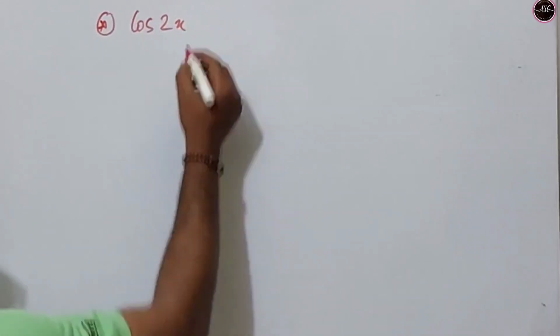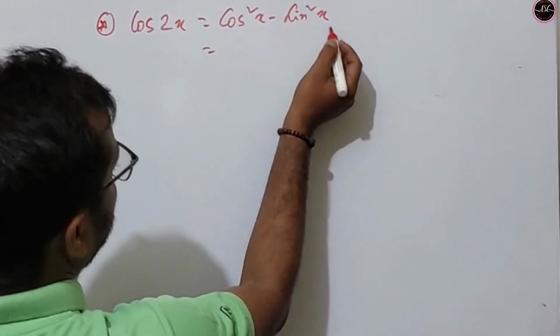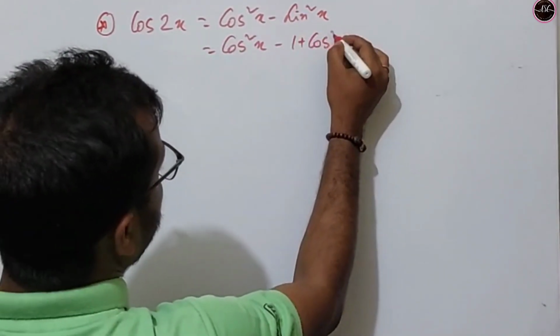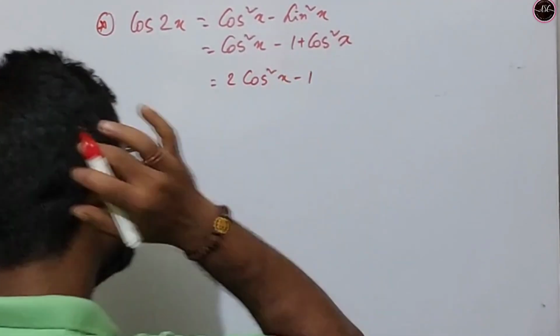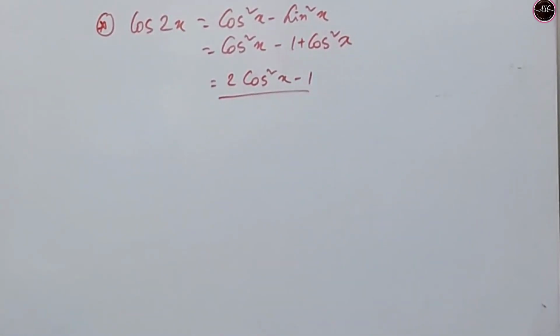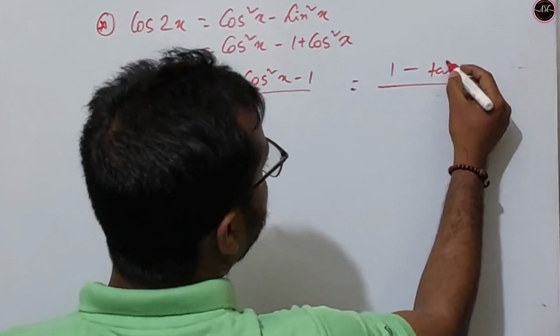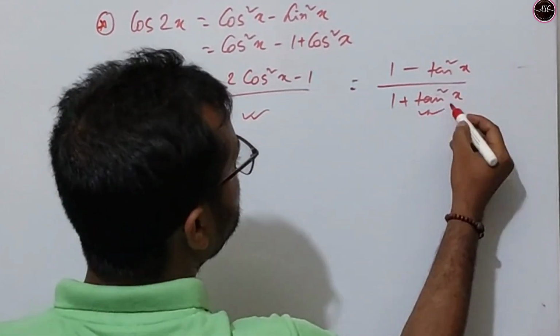Cos of 2x equals cos square x minus sin square x. Now putting the value of sin square x as 1 minus cos square x, by simplifying this we get 2 cos square x minus 1. This is one type of formula. And if we write this formula in terms of tan, we get 1 minus tan square x by 1 plus tan square x. So these two formulas are most important.